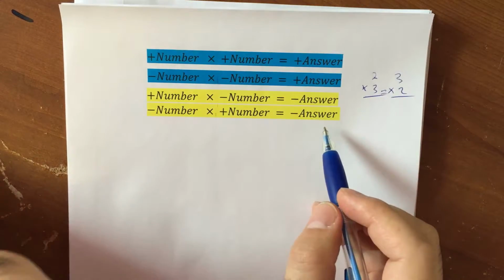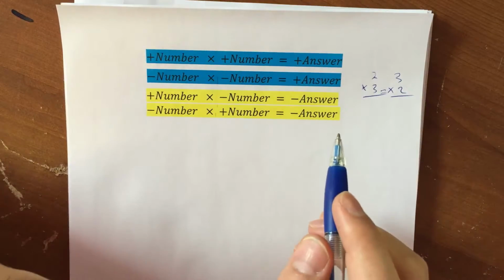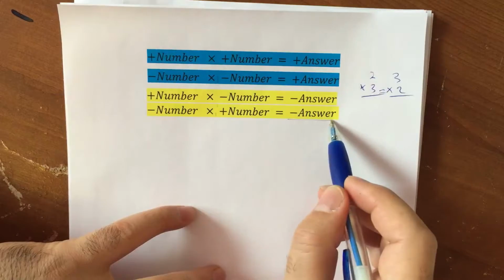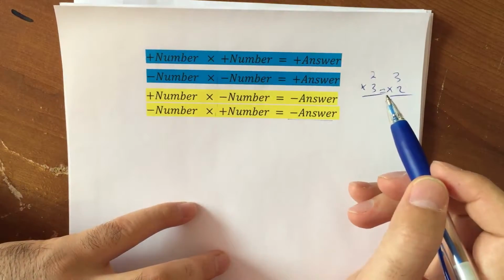So the most important thing in multiplication is to remember that if one of the two numbers is positive and one is negative, it will give you a negative answer. Anything else will give you a positive answer.